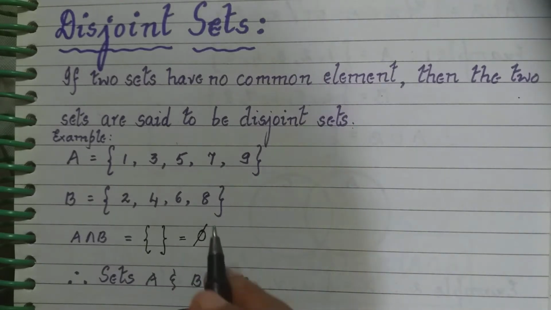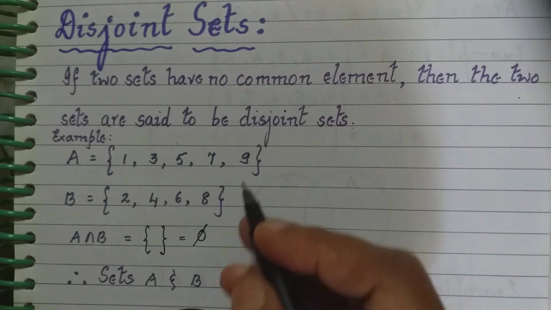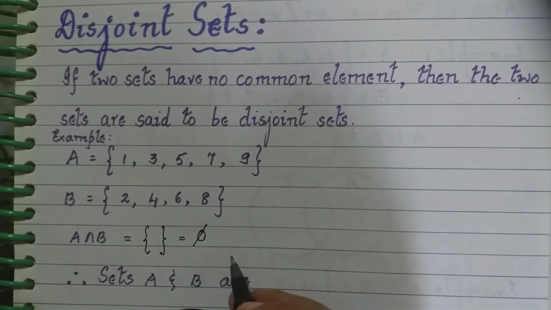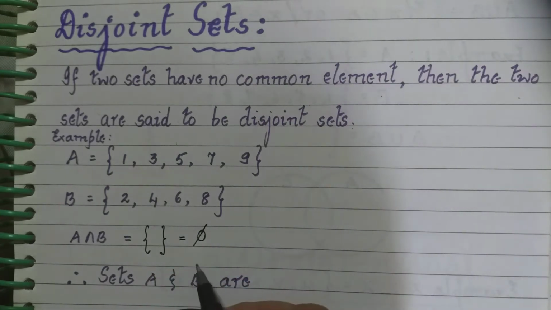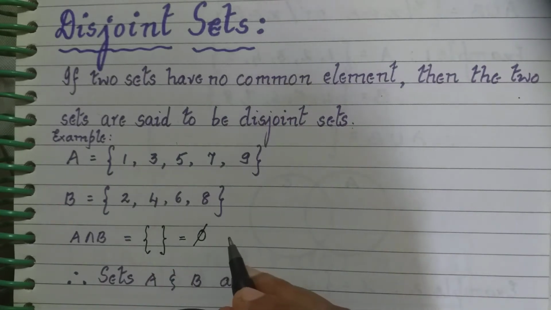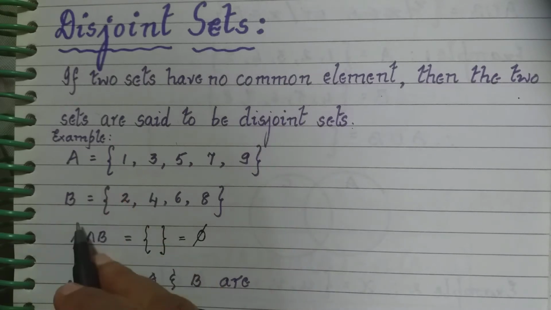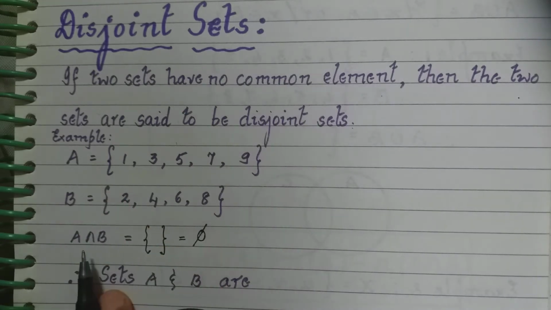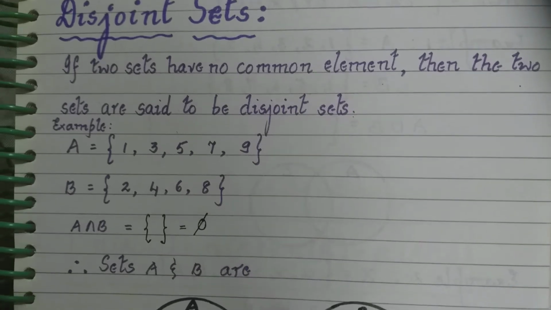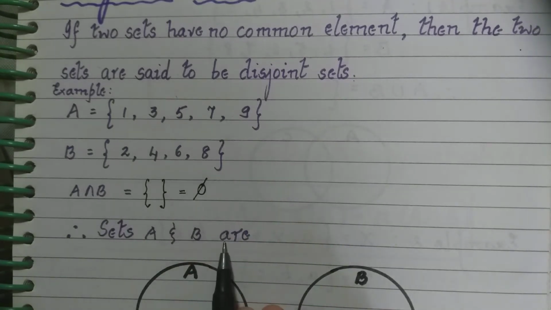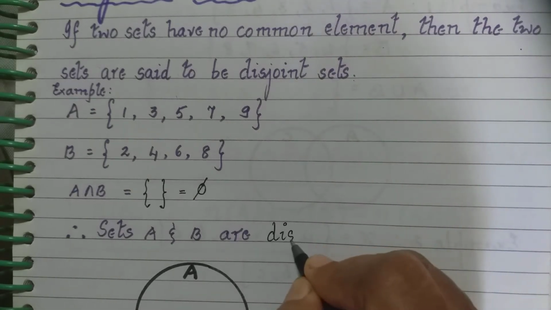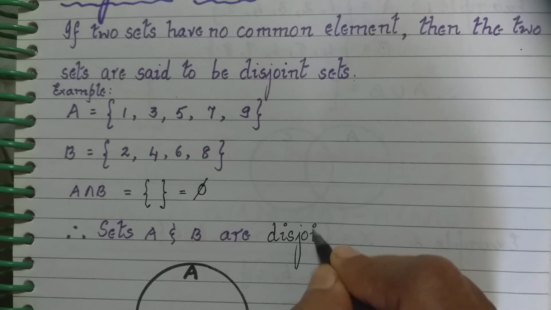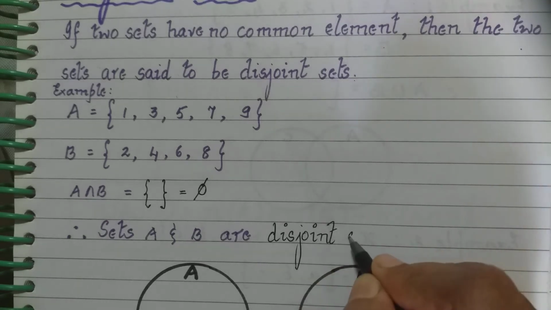So if there are two sets where there are no elements in common between the two sets and the intersection of the two sets is an empty set or a null set, then those two sets are said to be disjoint sets. So since A intersection B is an empty set or phi or a null set, sets A and B are disjoint sets. How do we represent it in a Venn diagram?